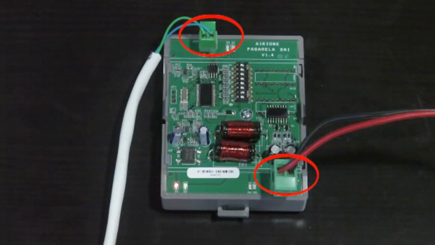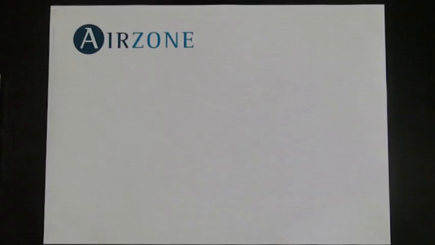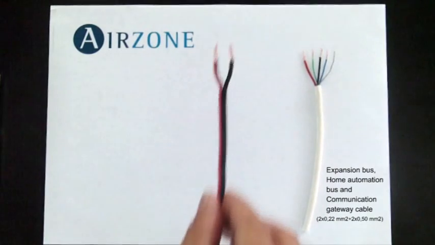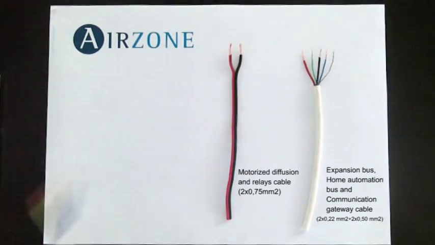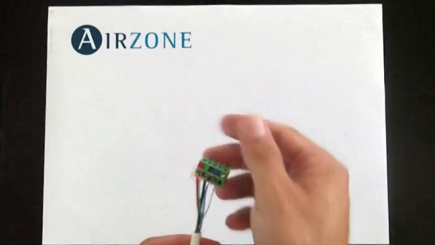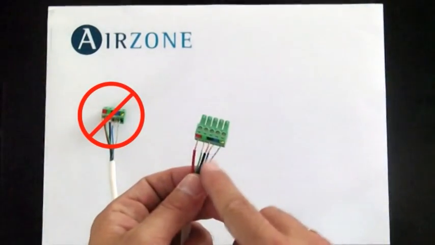This gateway has two connectors for the connection with the Airzone main controller and the Daikin AC unit. Connections and microswitch configuration must be done with both the Airzone zoning system and the AC unit not power supplied. For the connections, either Airzone cable or a two-wire cable should be used. In any of those connections, be cautious not to leave any fault contact or too much copper without protection. Ensure that wires are firmly fixed.